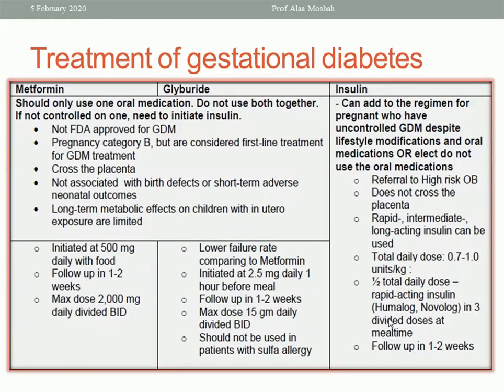We start metformin at 500 milligrams daily with food. Follow up in 1 to 2 weeks. Maximum dose is 2000 milligrams daily, divided 2 times per day.